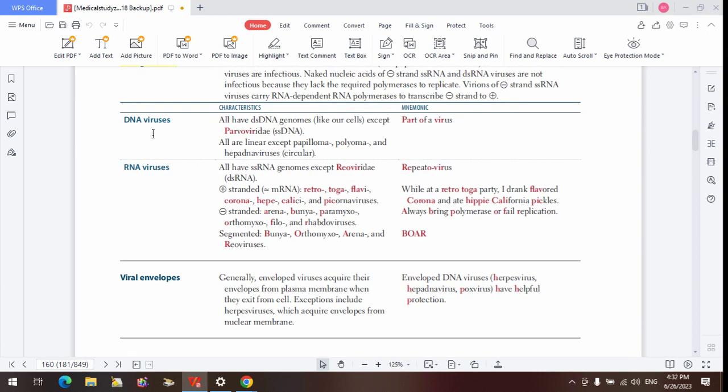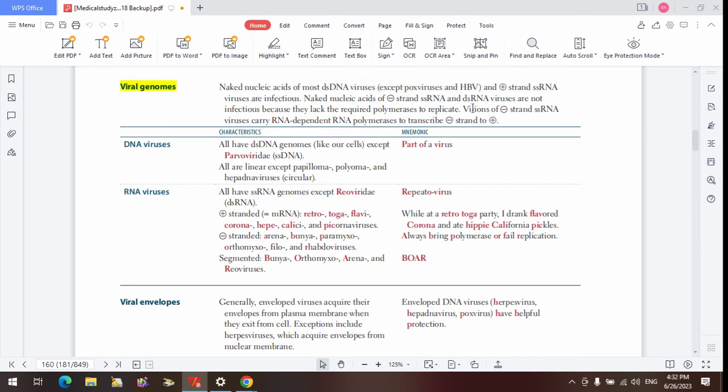So what are the characteristics of DNA viruses? We said all of them have double-stranded DNA. Once you say DNA viruses, all of them have a double-stranded genome, except the parvovirus that is single-stranded. Parvovirus is the smallest. The largest is the pox. When we talked about naked nucleic acid of DNA viruses that infect, we said all of them can infect except the pox and the HBV. Pox is the largest, parvo is the smallest.